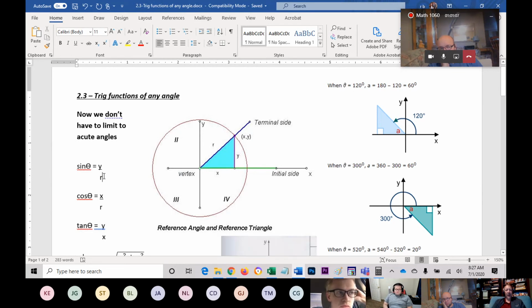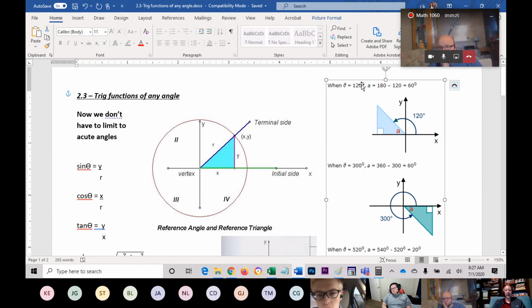Now the nice thing is, when we look at this, we'll refer to the x-axis as the initial side, and then this other side here of the angle is the terminal side. So now let's talk about different angles. When theta equals 120 degrees, if we're measuring it from the x-axis, then this angle A is basically a 60-degree angle because those are supplementary angles. Okay, so 180 minus 120 is 60 degrees.